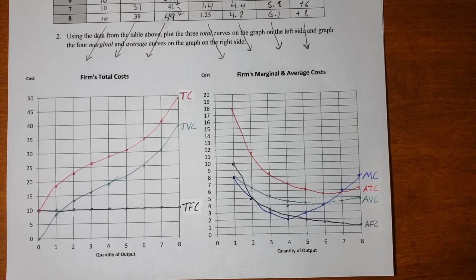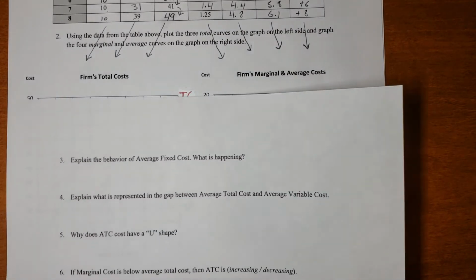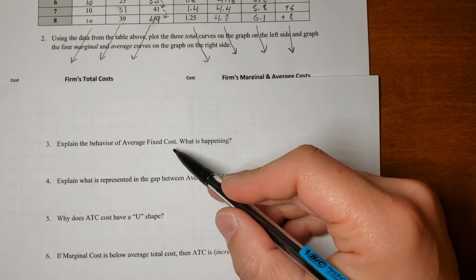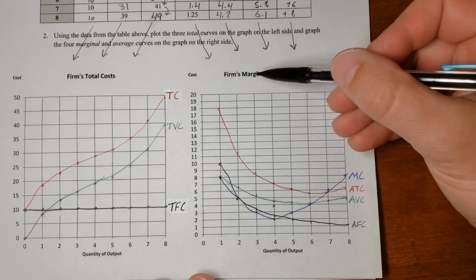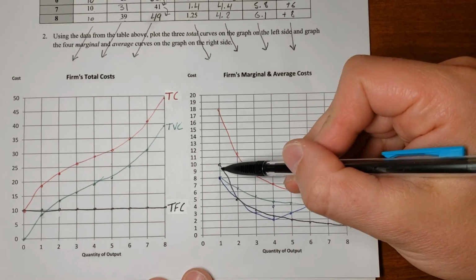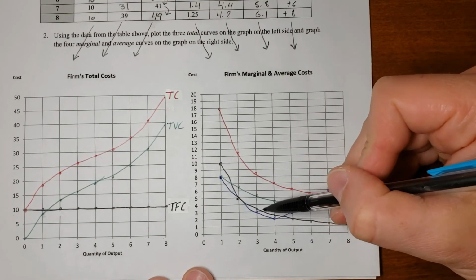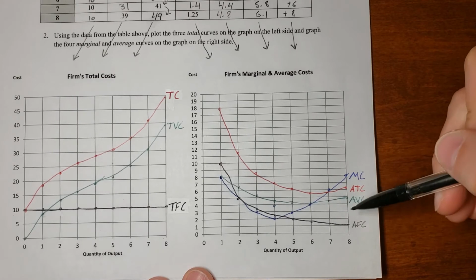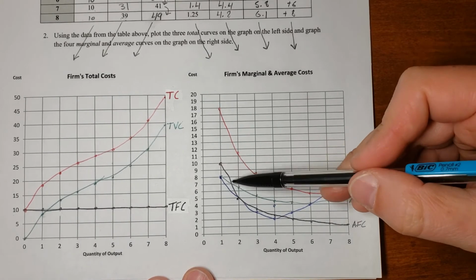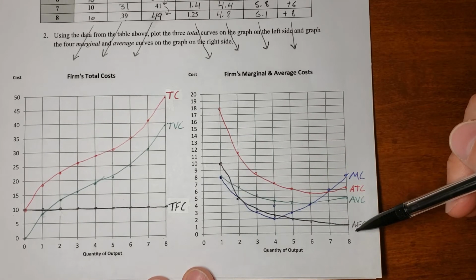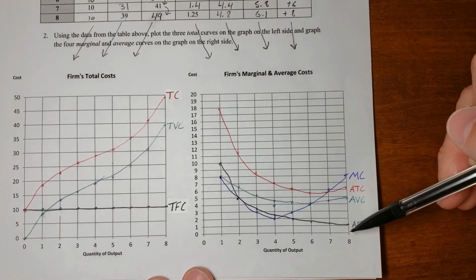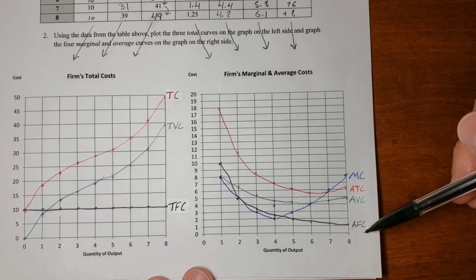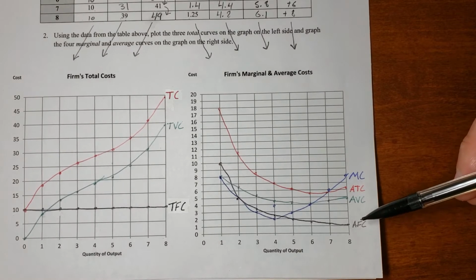At this point, it would make sense for us to start answering some of the questions that came in this packet. First question is, explain the behavior of average fixed costs. Well, we see that the average fixed costs start off high and then they keep going lower and lower. The average fixed cost, as we mentioned before, is the only cost that's going to continue to decline as we produce ever greater quantities of output. So that number is going to keep getting smaller and smaller.